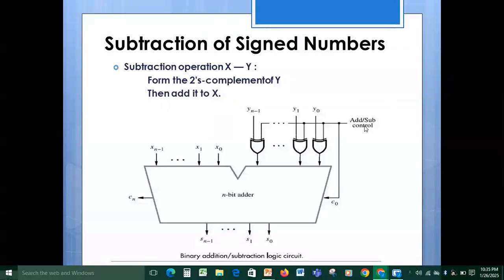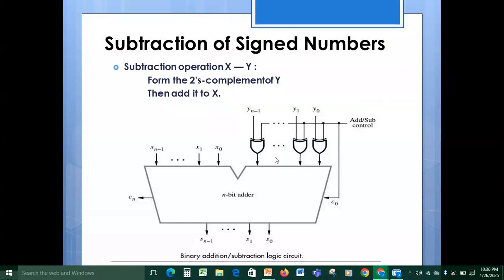Here, if I am performing addition, the second operand I will give here. Addition means I am going to give control bit equal to 0. If I give control bit equal to 1, for all the XOR gates one input will be 1. Then the other input will be complemented, I mean the one's complement will be done. If the control bit is equal to 1, these XOR gates will perform one's complement.